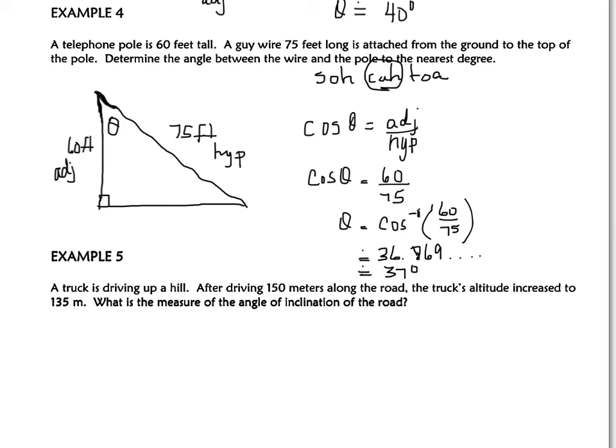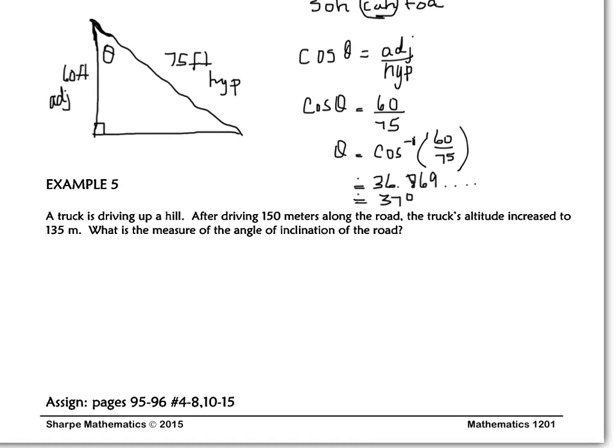Okay. Example 5. A truck is driving up a hill. After driving 150 meters along the road, the truck's altitude increased to 135 meters. What is the measure of the angle of inclination of the road? So we have the truck driving up the hill after driving 150 meters along the road. The truck's altitude increased to 135 meters, so that would be an altitude of 135 meters here. And if we connect those, this would be a right triangle.